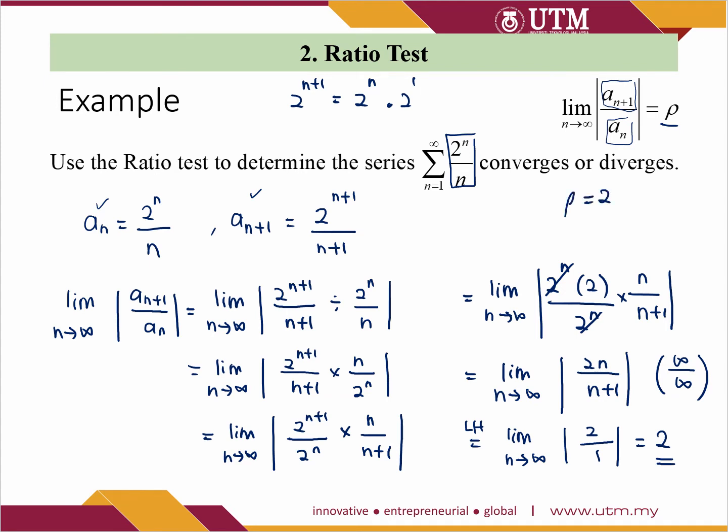So based on the previous slide, if rho is equal to 2, which means that it is greater than 1, this means that the series diverges. Sorry, not converge. The series diverges.